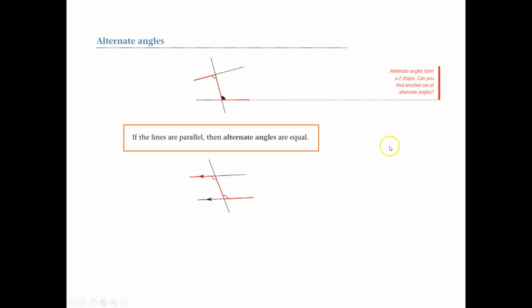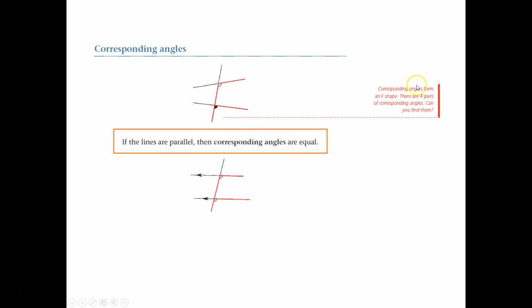So the first one is alternate angles. The angles are on alternate sides of the transversal. And if the two lines are parallel, then the alternate angles are equal. Now there are two pairs of alternate angles. They've only marked one pair there. The ones on the other side are also alternate angles. In junior school you probably might have called them Z angles. Corresponding angles.